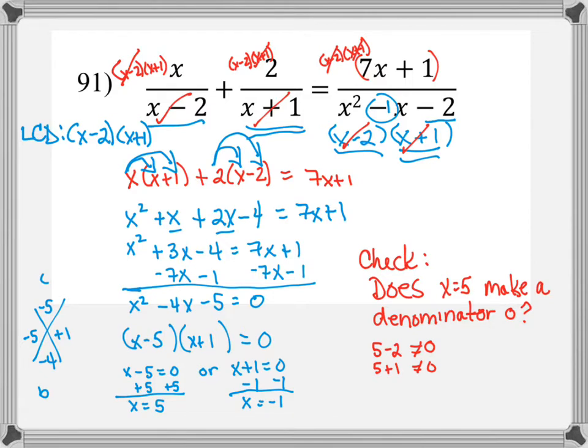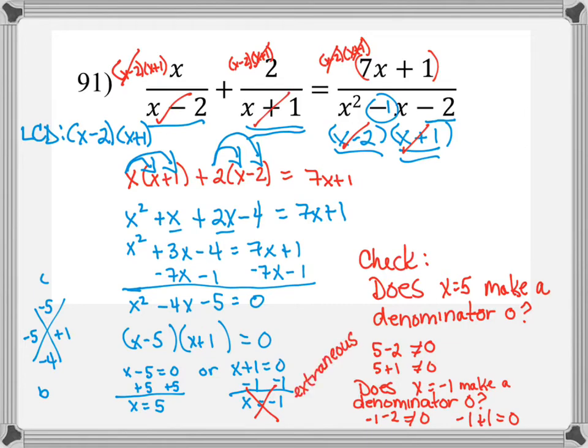Let's check the second one. Does x equal negative 1 make a denominator 0? So if I put negative 1 in for x in the first one, negative 1 minus 2 does not equal 0, so it's fine there. But in the second denominator, negative 1 plus 1 does equal 0. That means that x equals negative 1 is not a solution. It is extraneous. And our only solution here is x equals 5.